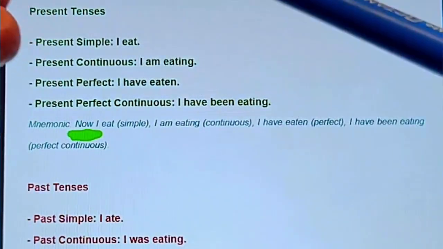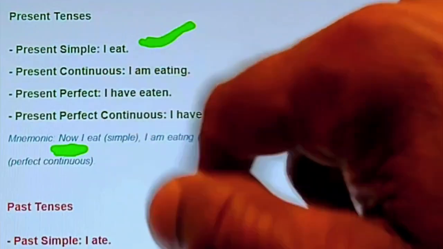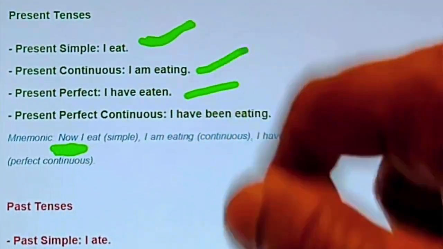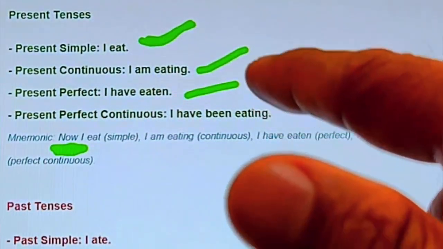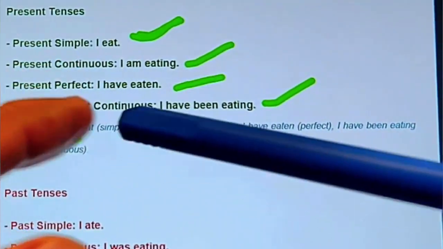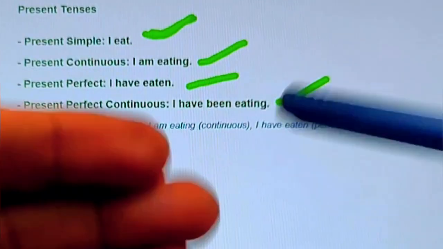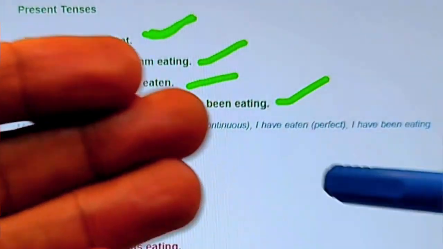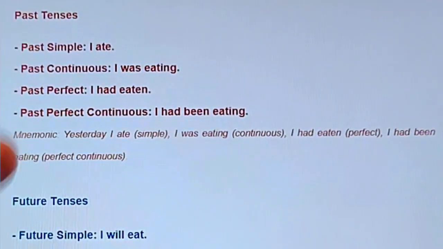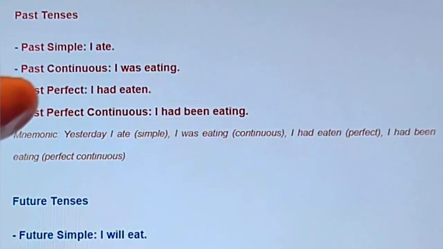Example here, in present simple, I eat. Present continuous, I am eating. Present perfect, I have eaten. And present perfect continuous, I have been eating. So now I eat is simple, I'm eating is continuous, I have eaten is perfect, and I have been eating is perfect continuous. Let's explain the mnemonic words for the past tense.